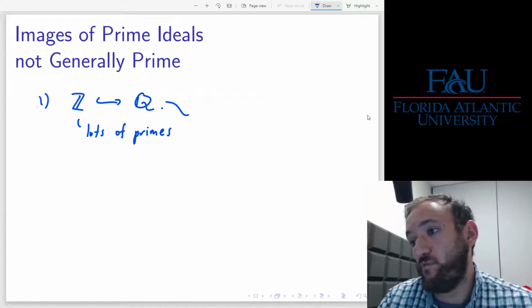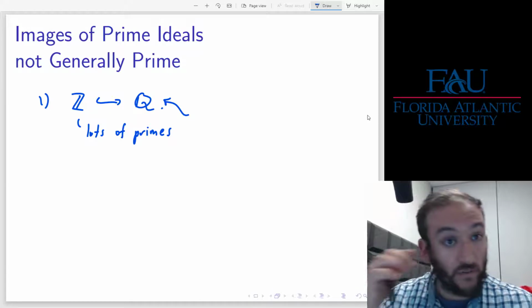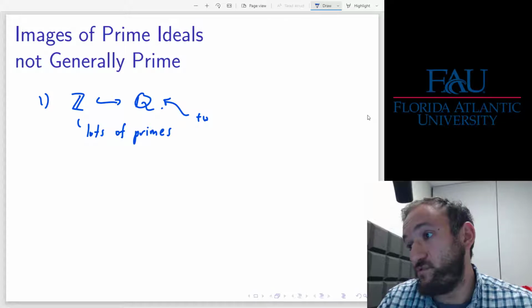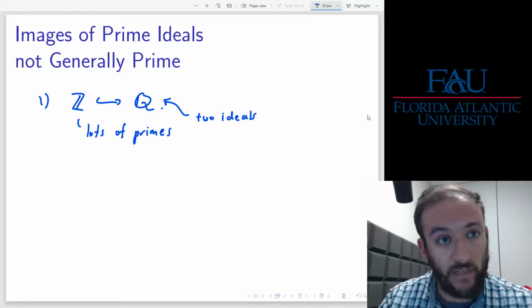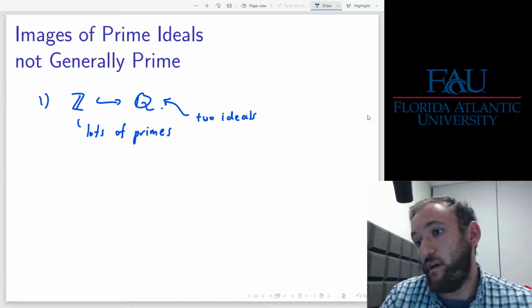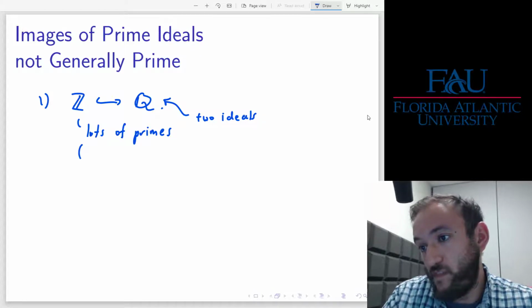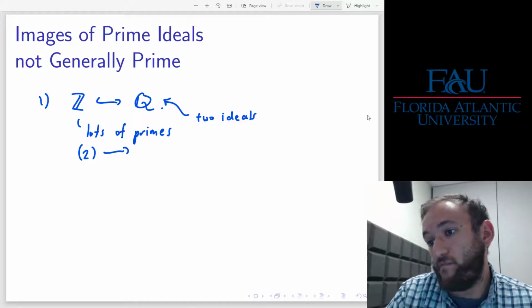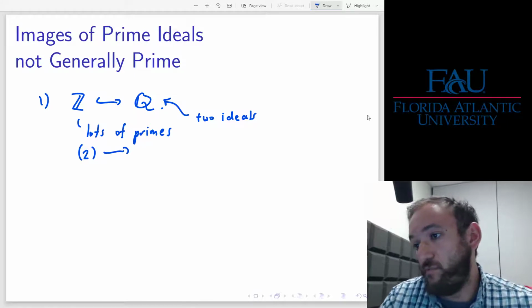And in Q, because it's a field, it only has 2 ideals altogether. So this is 2 ideals, and only the 0 ideal is prime. But obviously, when you map by the identity, the ideal generated by 2 maps to the set of integers 2Z as a subset of Q, but that's not an ideal.